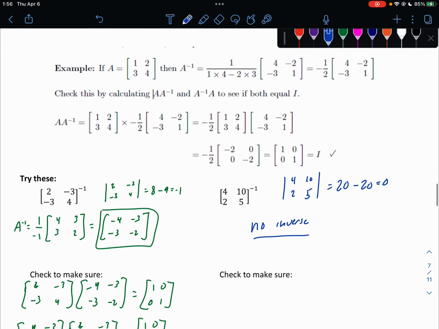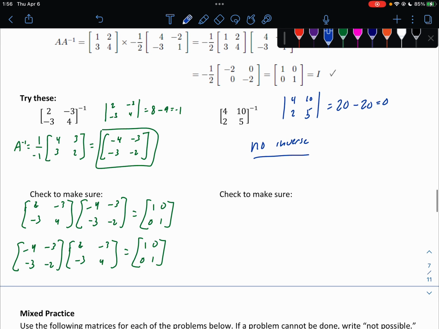That's it for the lesson part of this video. The last 3 slides are some mixed practice. You can try those practice problems on your own, and then you can check back at the end of the video when you're ready. But go ahead and pause the video right now. When you're done with all 3 slides, check back and see how you did.